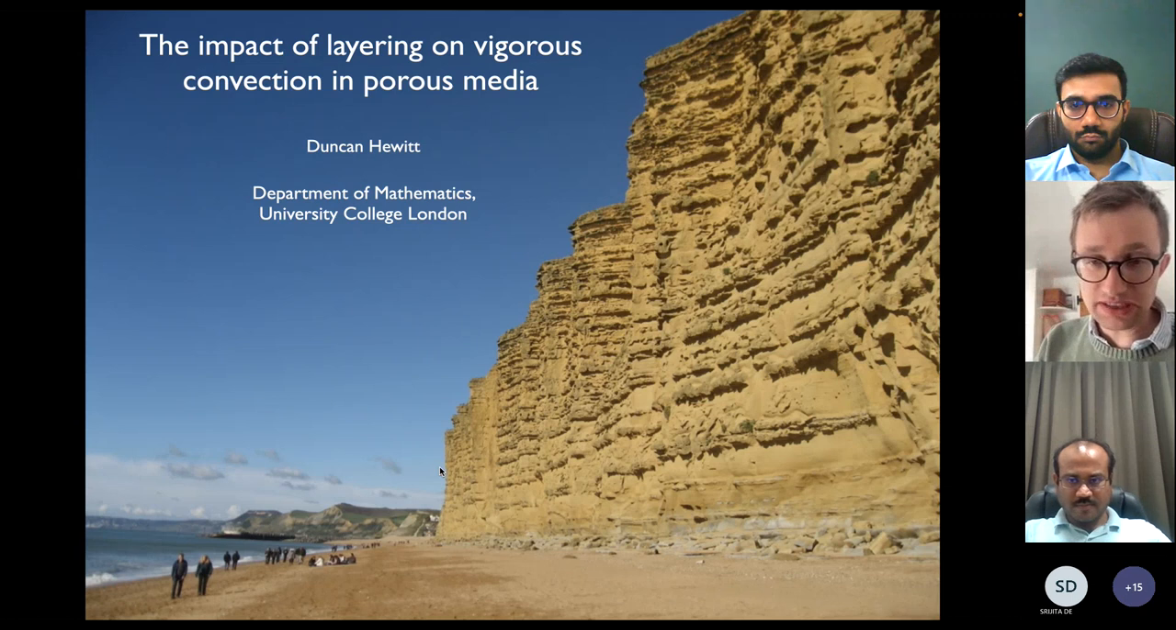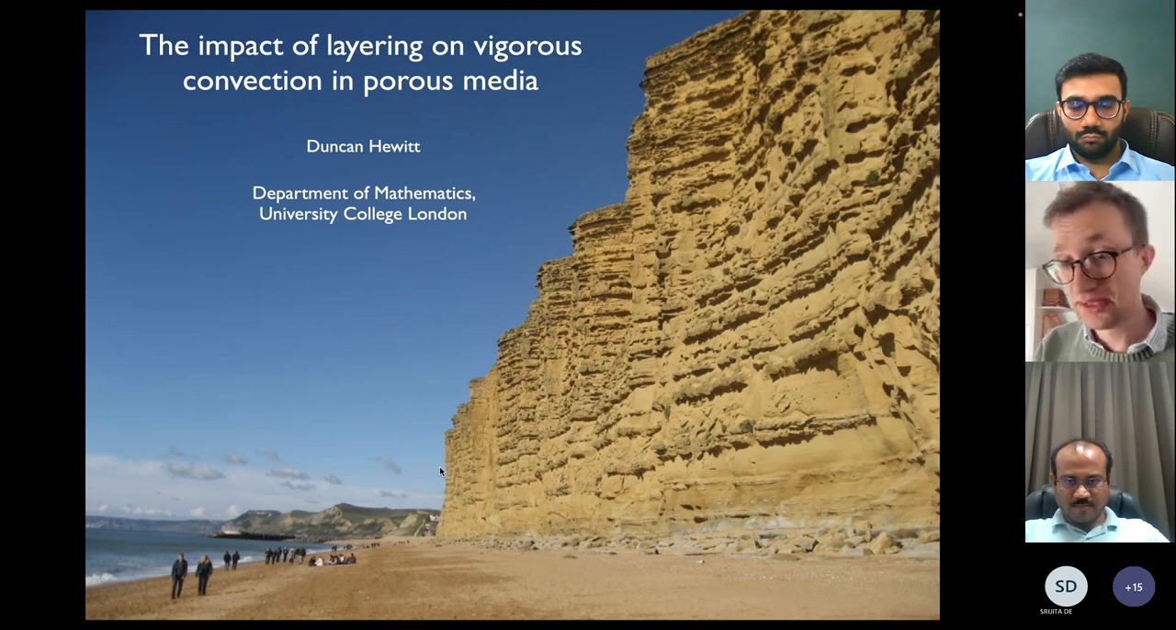Most of what I'm talking about here is going to be based on numerical simulations and then some theory to try and understand what's going on. There's a movie I'm going to motivate this with, a numerical simulation movie, which is actually not quite what I'm going to talk about, but it's fairly similar. And this shows what happens if a dense plume falls through a medium that has this kind of layering.